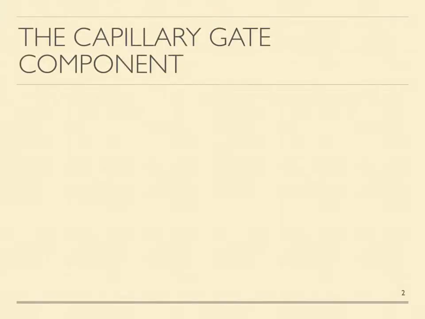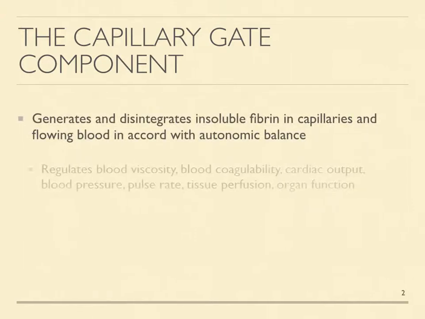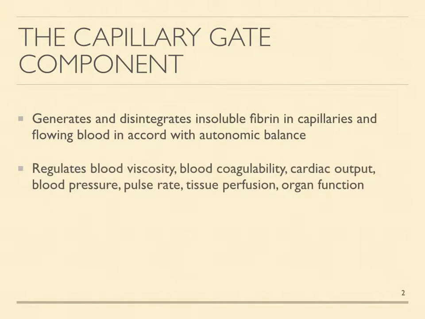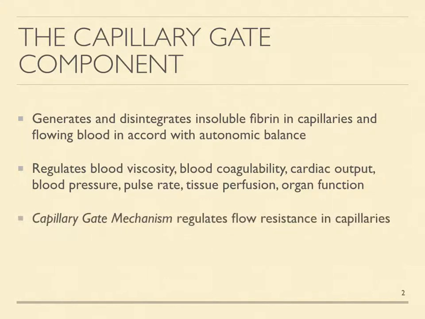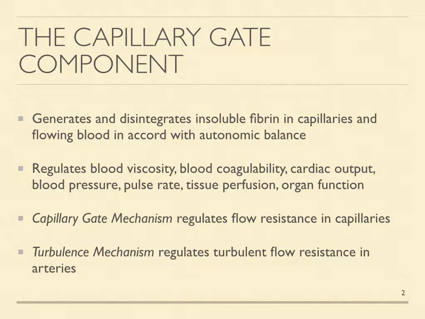The capillary gate component generates and disintegrates insoluble fibrin in capillaries and flowing blood in accord with autonomic balance. It regulates blood viscosity, blood coagulability, cardiac output, blood pressure, pulse rate, tissue perfusion, and organ function. It simultaneously governs a submicroscopic capillary gate mechanism that regulates flow resistance in capillaries, and a turbulence mechanism that regulates flow resistance in arteries and arterioles.